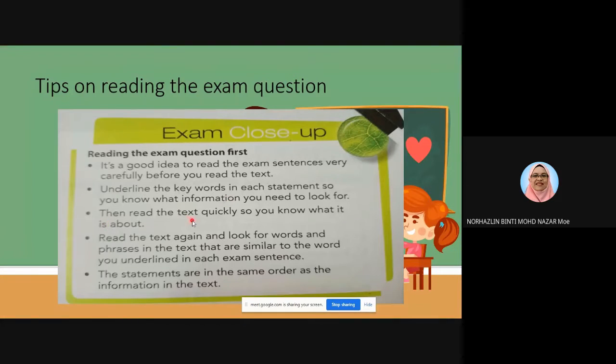Three, read the text quickly so you know what it is about. Next, read the text again and look for words and phrases in the text that are similar to the words you underlined in each exam sentence. Next, the statements are in the same order as the information in the text.